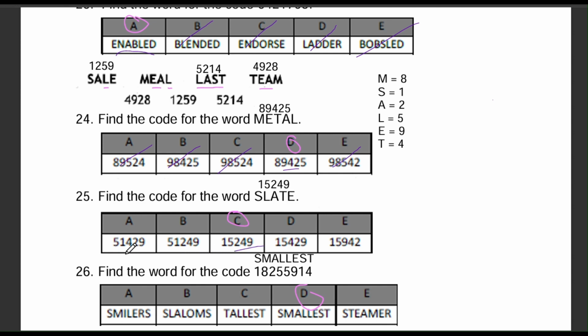All right, let's crack this one. Using the same key, S is 1, L is 5, A is 2, T is 4, and E is 9. That gives us 15249. Option C is our only match here. So what's wrong with the rest? Option A starts with 5 instead of 1. Option B has the 5 and 1, but it doesn't keep them in the correct order. Option D swaps the first two digits. And option E changes the last couple of digits.